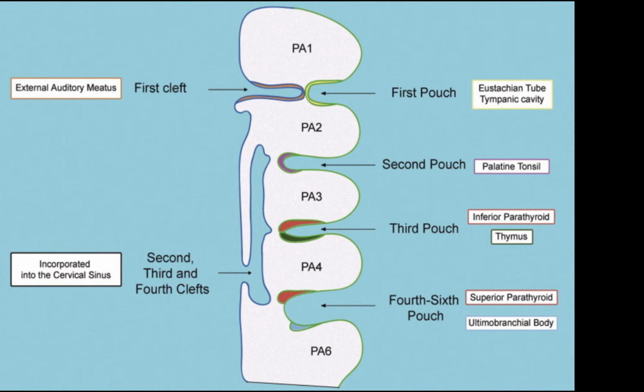Then this is the diagram of pharyngeal clefts. See, pharyngeal clefts, ectodermal derivatives, second, third, and fourth incorporated in cervical sinuses. Then is pharyngeal pouches, and here derivatives are given, which we have already studied. And 1, 2, 3, 4, and 6. These arches will only remain, and that will be giving rise to the derivatives.